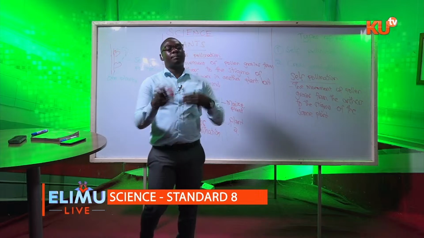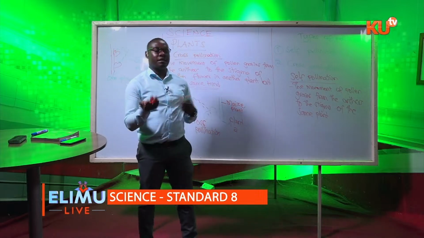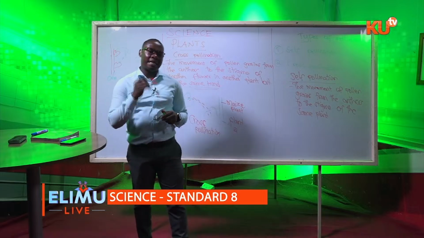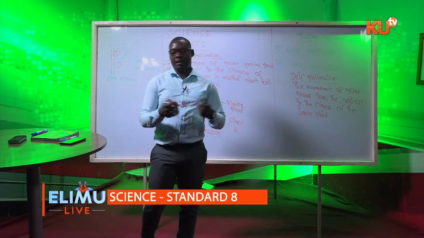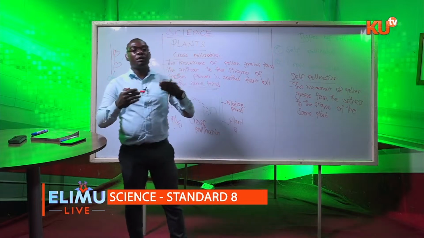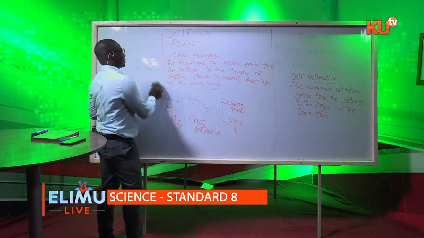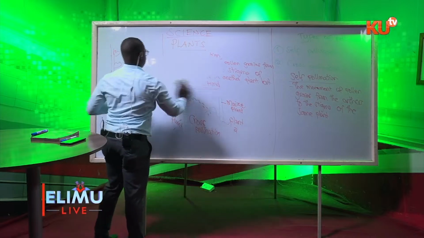So the cross-pollination can either be by wind or insect. Self-pollination is mainly by insect. That gives us the pollination. So let's look at now the process of fertilization in plants. The process of fertilization.